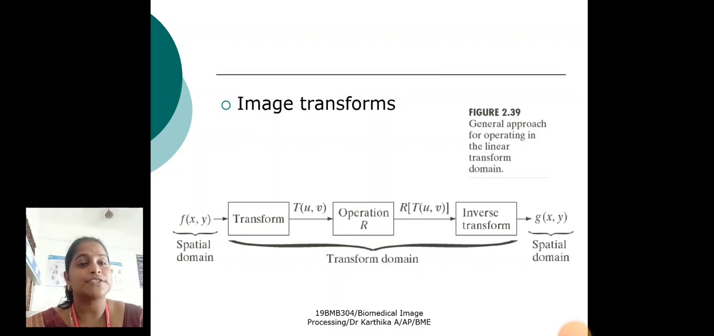After that we have an inverse transform, which gives the result back in the spatial domain. It is now denoted as g of x comma y. So the input f of x comma y in the spatial domain is transformed, and after that we get g of x comma y in the spatial domain.